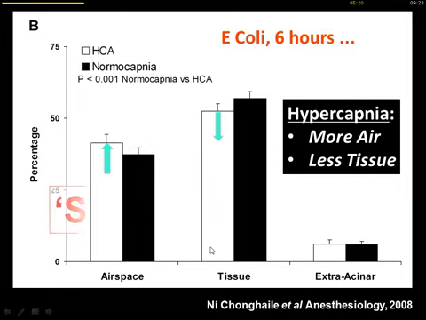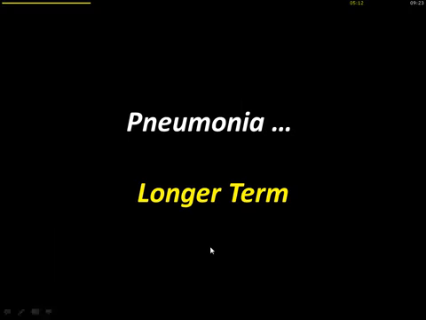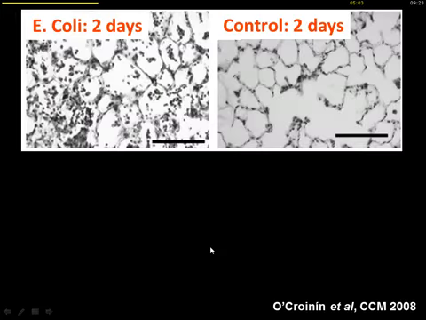Well, 1 point for hypercapnia. In the short term, if you're a rat with an E. coli pneumonia, take hypercapnia. The investigators weren't very satisfied with that because pneumonia lasts much longer than 6 hours. Donald O'Cronin, in the same laboratory, looked at a more realistic 2-day model of E. coli pneumonia.